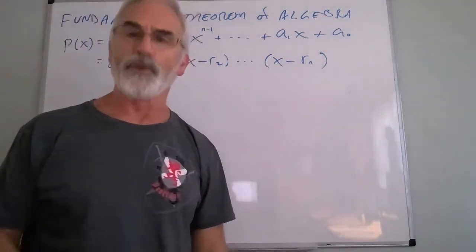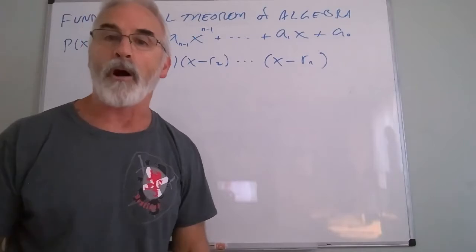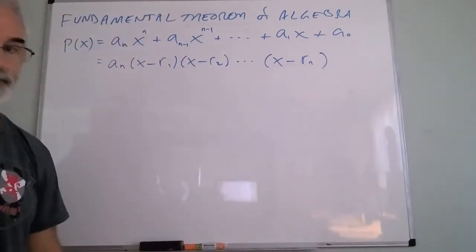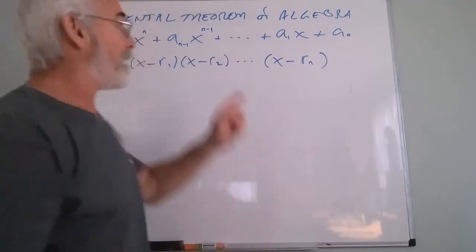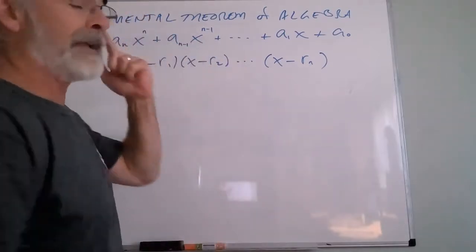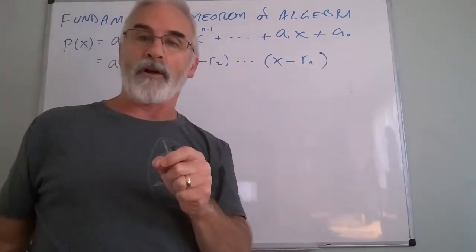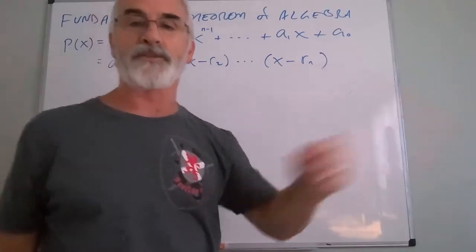The r's are called the roots of the polynomial. The r's do not have to be integers. They don't even have to be rational. They don't even have to be real. If my coefficients are real, then if one of the r's is complex, it has a complex conjugate pair.